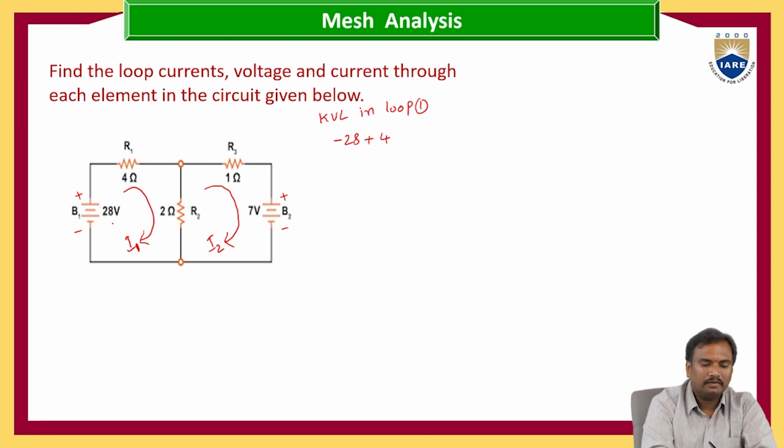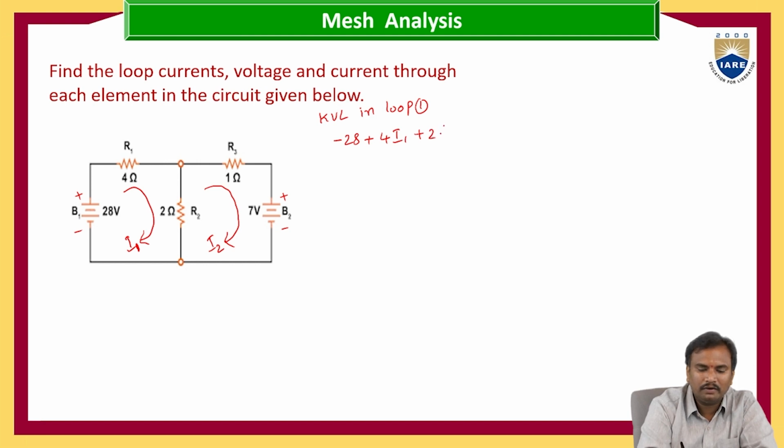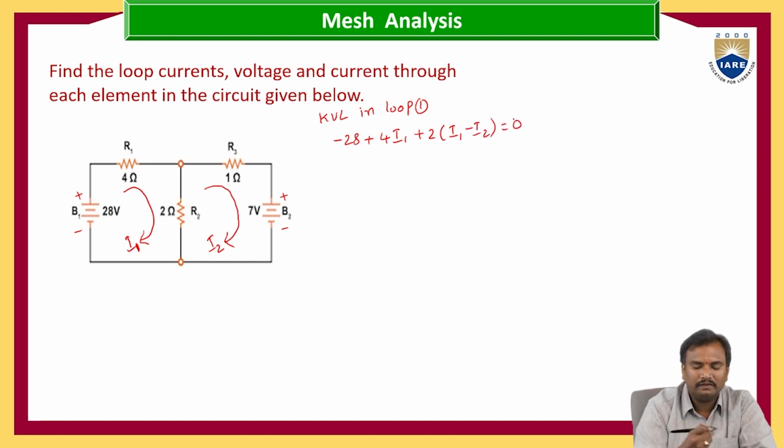4 into, the voltage across the 4 ohms is nothing but the current flowing through it multiplied by the resistance. That is 4 into I1, plus, here when we have a resistance connected to both loops, we have to consider that whatever loop current we are writing has the higher magnitude. So we write 2 into I1, and I2 is in the opposite direction, so it is minus I2, that is equal to 0.